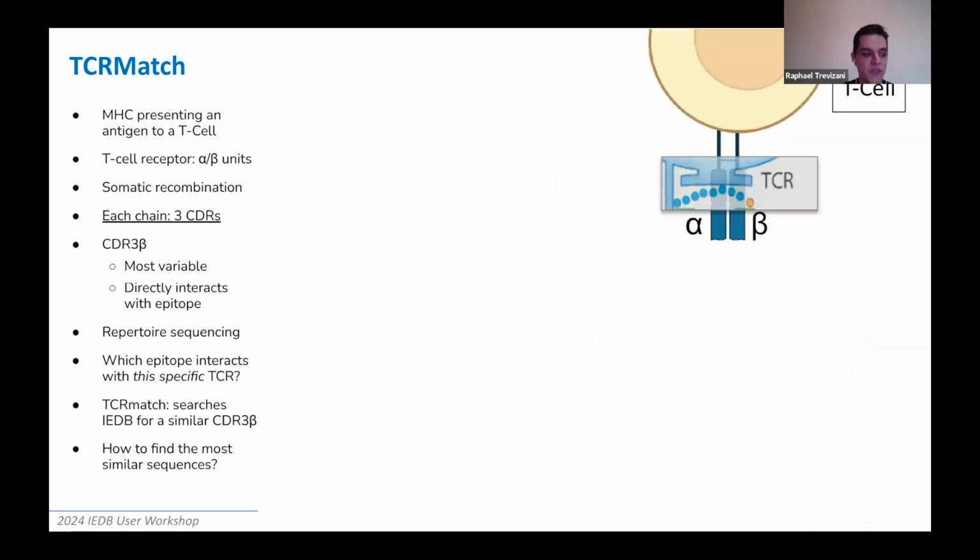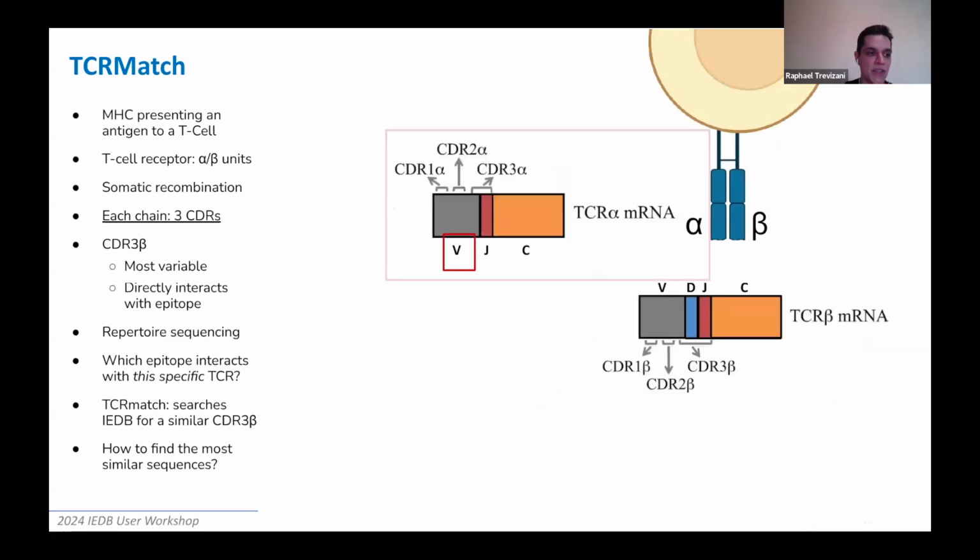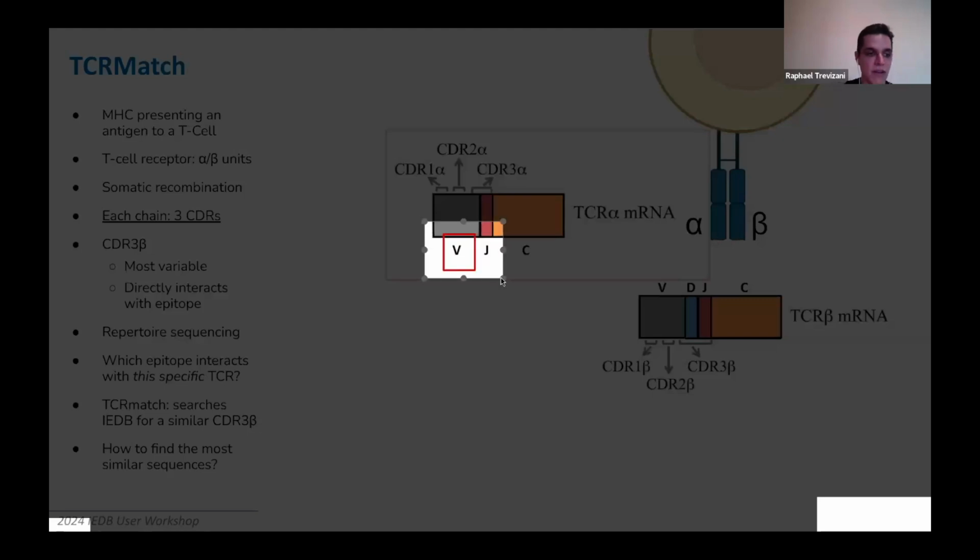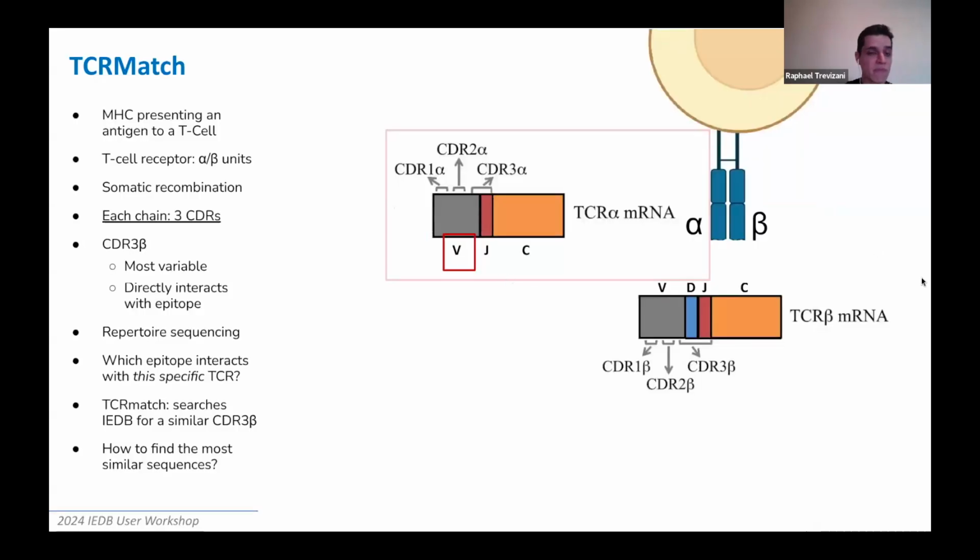Let's use a different figure that details the TCR a bit more. This is the T-cell receptor. It is a heterodimer where the alpha chain is encoded by a series of genes that undergo somatic recombination prior to producing the TCR. Here is the segment called the variable segment, represented by the letter V. And here you have the J segment, the joint segment, and the constant segment.